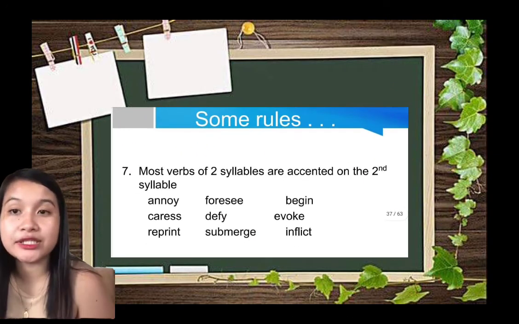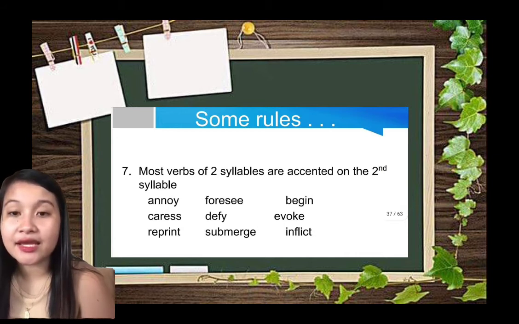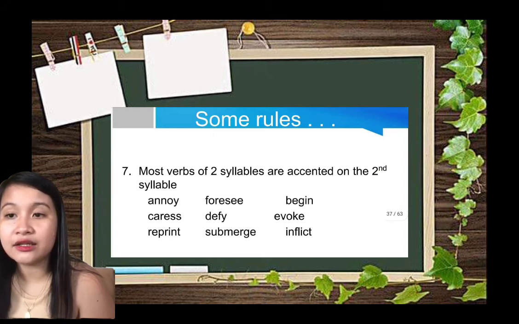The next rule is, most verbs of two syllables are accented on the second syllable. For example, annoy, carries, reprint, foresee, defy, submerge, begin, evoke, inflict.